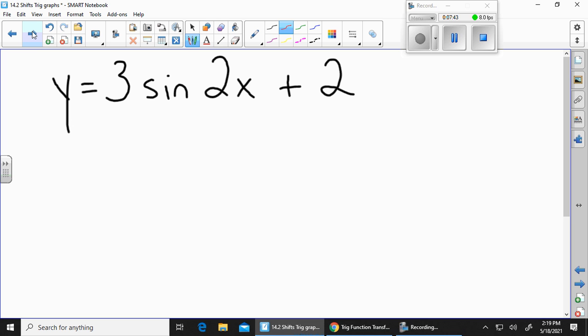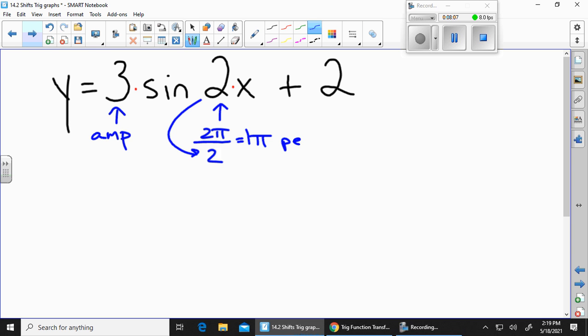What I would do first is figure out what's A, B, C, D. So, that's my amplitude. There's no parentheses. No parentheses means no right, left. This is my B. 2 pi divided by that number. 1 pi is the period.